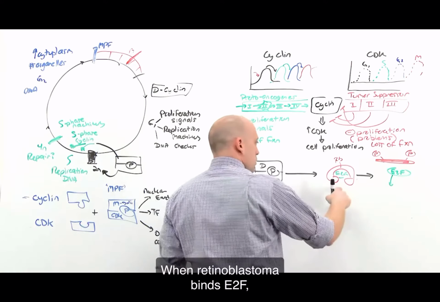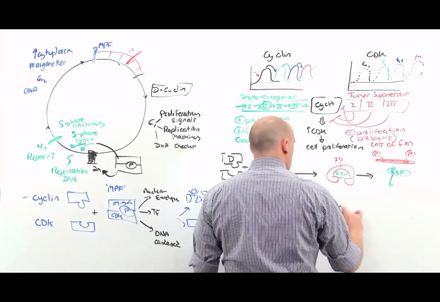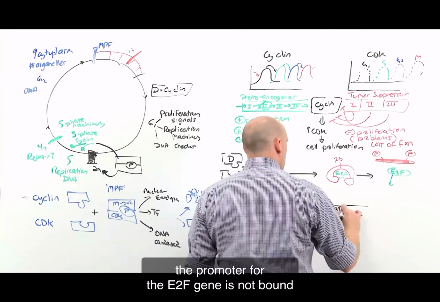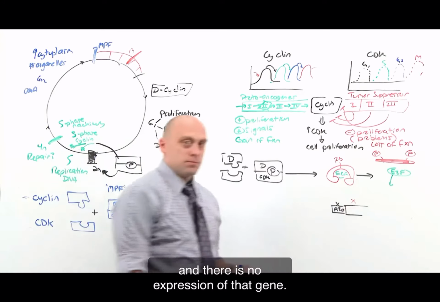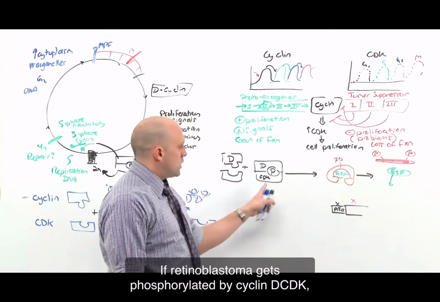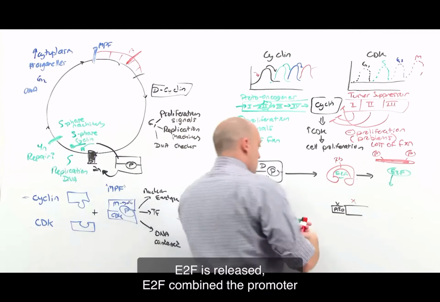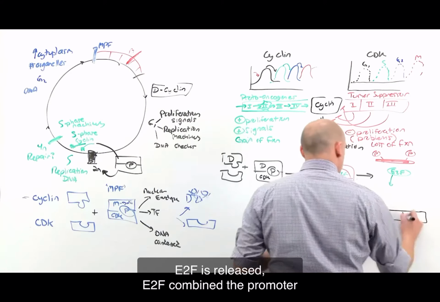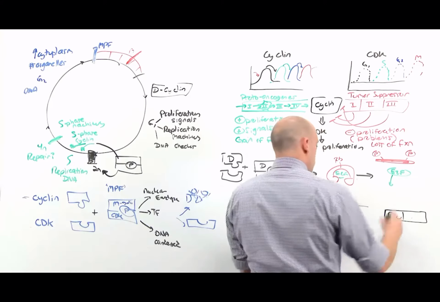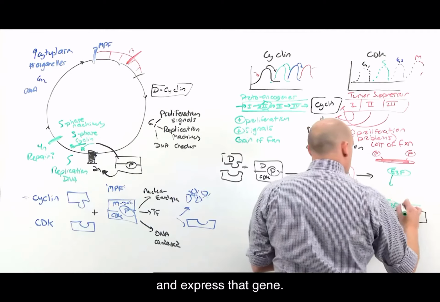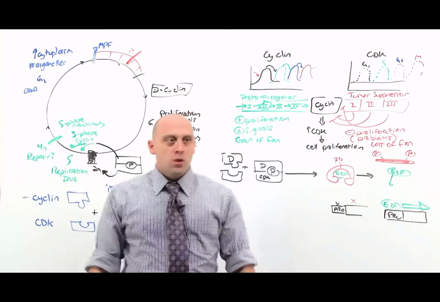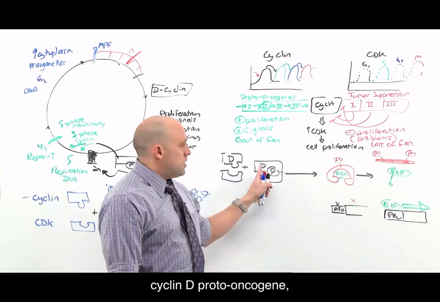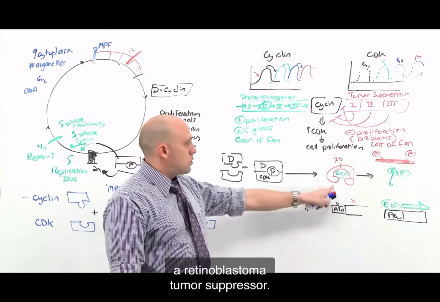When retinoblastoma binds E2F, the promoter for the E2F gene is not bound, and there is no expression of that gene. If retinoblastoma gets phosphorylated by cyclin D CDK, E2F is released. E2F can bind to the promoter and express that gene. That gene leads to movement from G1 into S. Cyclin D, proto-oncogene. Retinoblastoma, tumor suppressor.